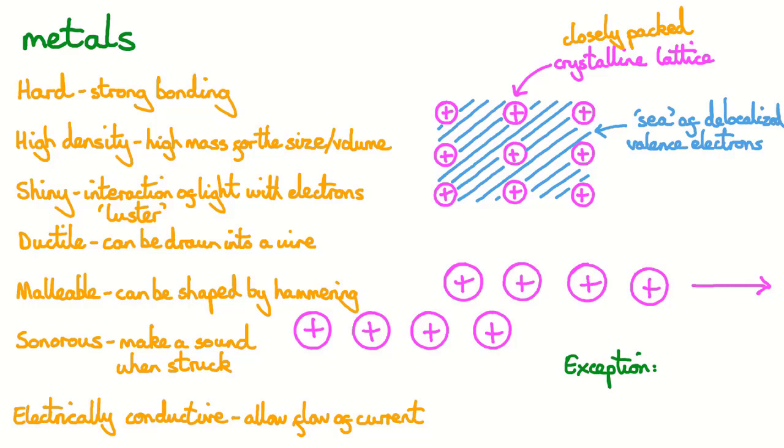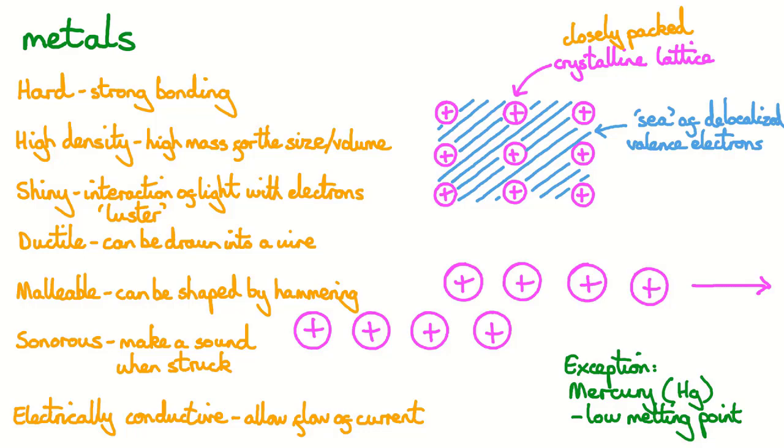There are, of course, always exceptions to all of these properties. Take, for example, mercury. Mercury has a particularly low melting point, which makes it a liquid at room temperature. This is, of course, incredibly unusual for a metal.